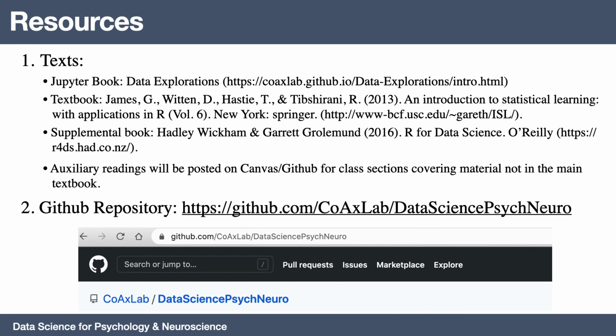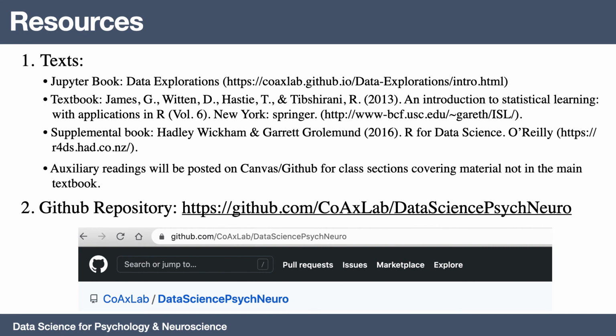There's also a GitHub repository for this class. The URL is right there. And most of the major content will sit on GitHub as well as the closed Canvas site for the class. So if you're taking this class publicly and you're just watching the videos and you want to learn the content on your own, all the information and content you're going to need will also be on the public GitHub repo.